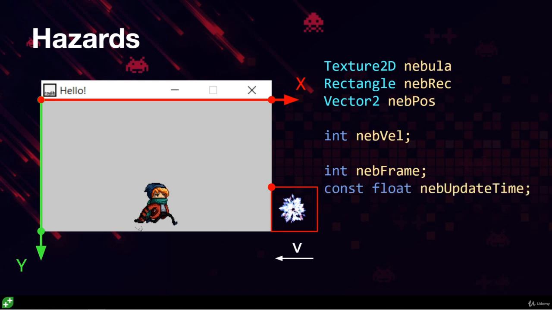We're also going to need an update time. This will be how much time should pass between animation frames. With Scarfy, we used 1/12 of a second, so Scarfy's animation frames update 12 times per second. The nebula will need its own update time. And we'll also need a float to keep track of how much time has passed since we've updated the animation frame for the nebula. So the nebula will have its own running time variable as well. Now, once we have these variables, we can use them to animate the nebula.